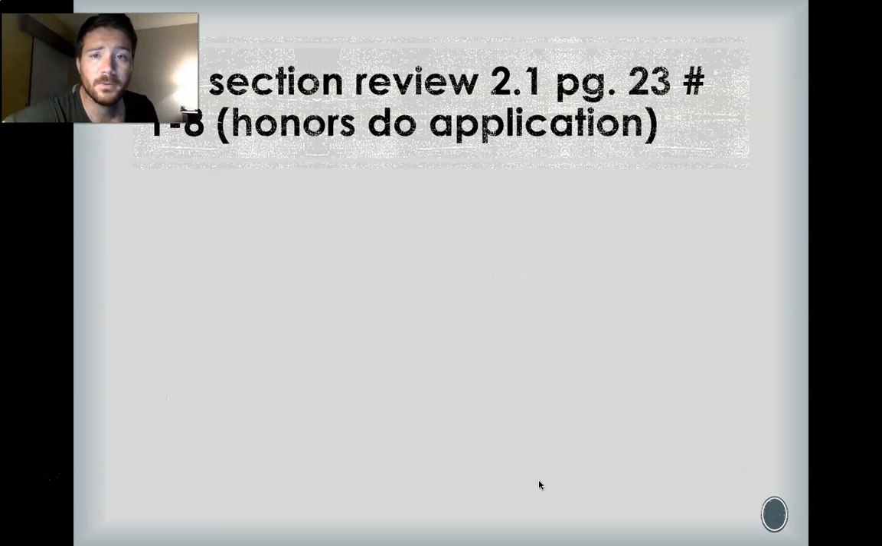And with that, we are actually done. You have Section Review 2.1, page 23, numbers 1 through 8 for homework. And you can't get started on that quite yet because we actually have one more thing to do, and that is our lab for today.